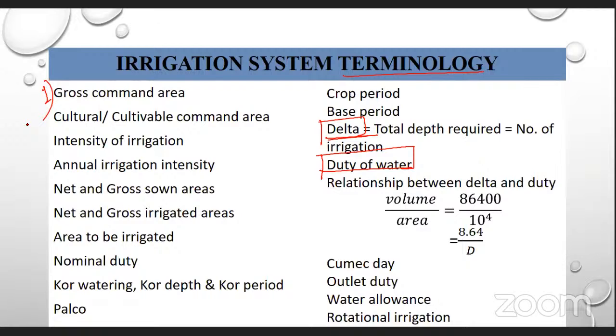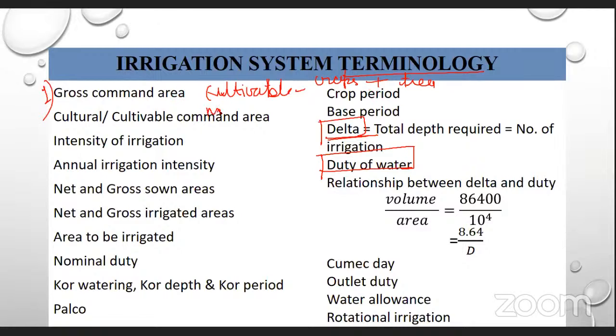That area will be used as the word gross command area. Usually this gross command area includes the cultivable as well as the non cultivable area. Cultivable area simply means where crops or trees or anything is cultivated on the soil; that is known as the cultivable area.